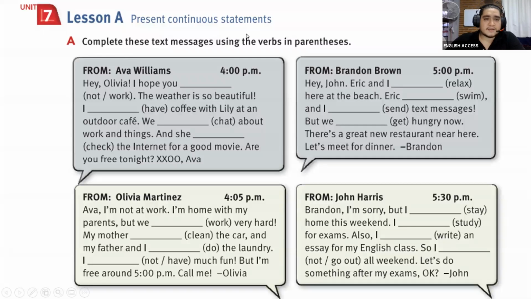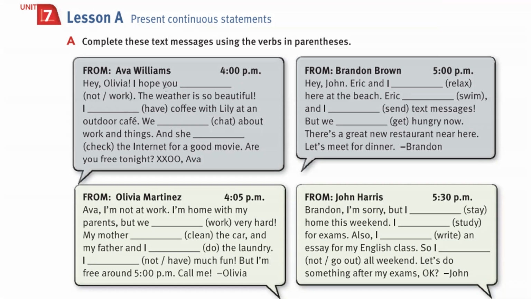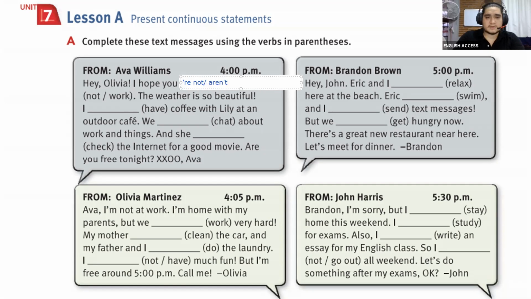All right, so here we have present continuous statements. It says complete these text messages using the verbs in parentheses. So with the negative for the present continuous, you're going to do it the regular way actually. For example, here we have "not work." For a negative statement, how would it be? You are. Aren't. You're not or you aren't. Working. And that's it. That is the negative for the present continuous statements.